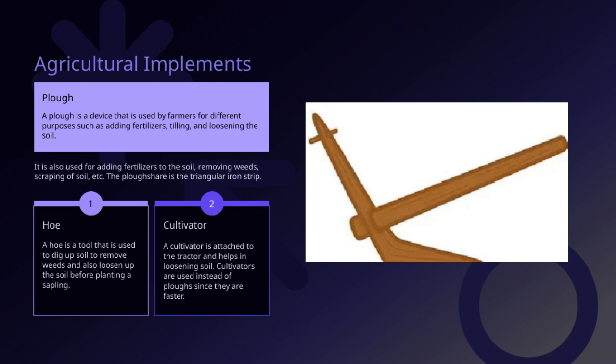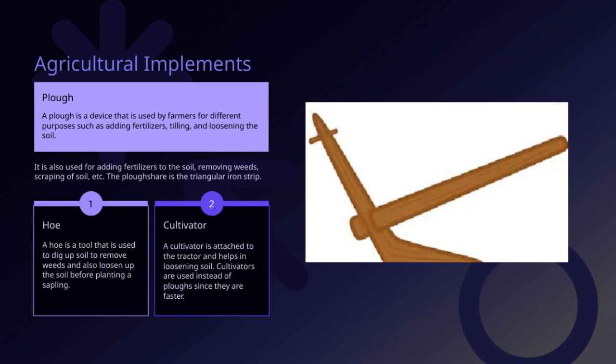Next, we have the hoe. This is a versatile tool used for digging up soil, removing weeds, and loosening the soil before planting a sapling. It helps prepare the land to give young plants a good start. The hoe is also used for adding fertilizers to the soil, removing weeds, and scraping the soil.